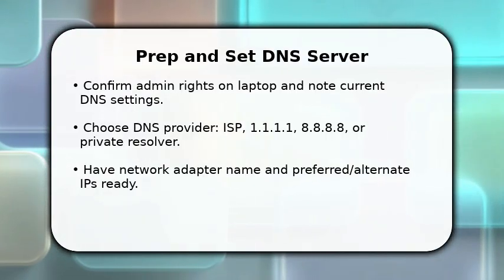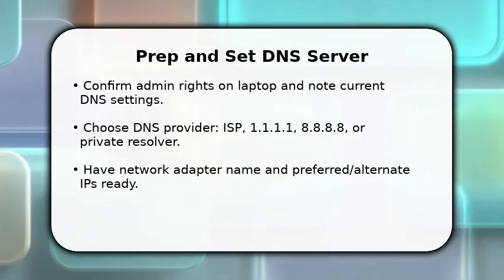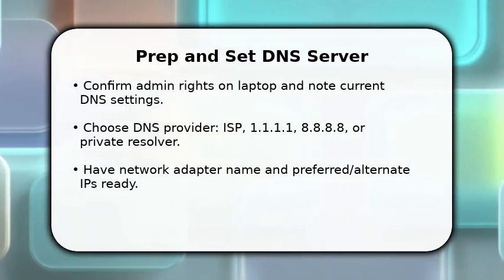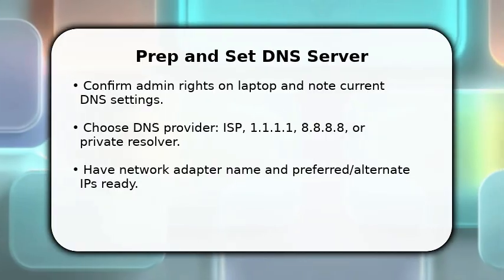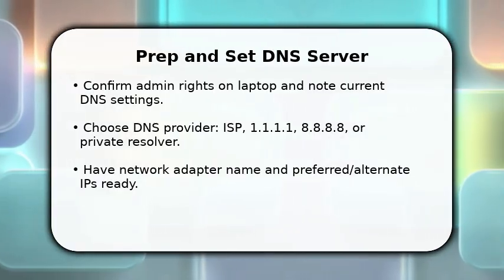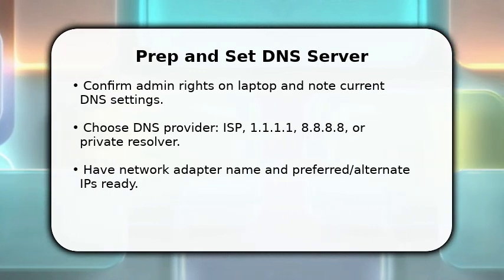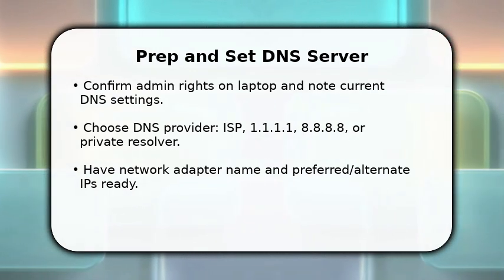Next, open network settings for the active adapter and locate IPv4 properties. This is where you switch from automatic to manual DNS. Make sure to write down the original values before changing anything so you can revert if necessary.